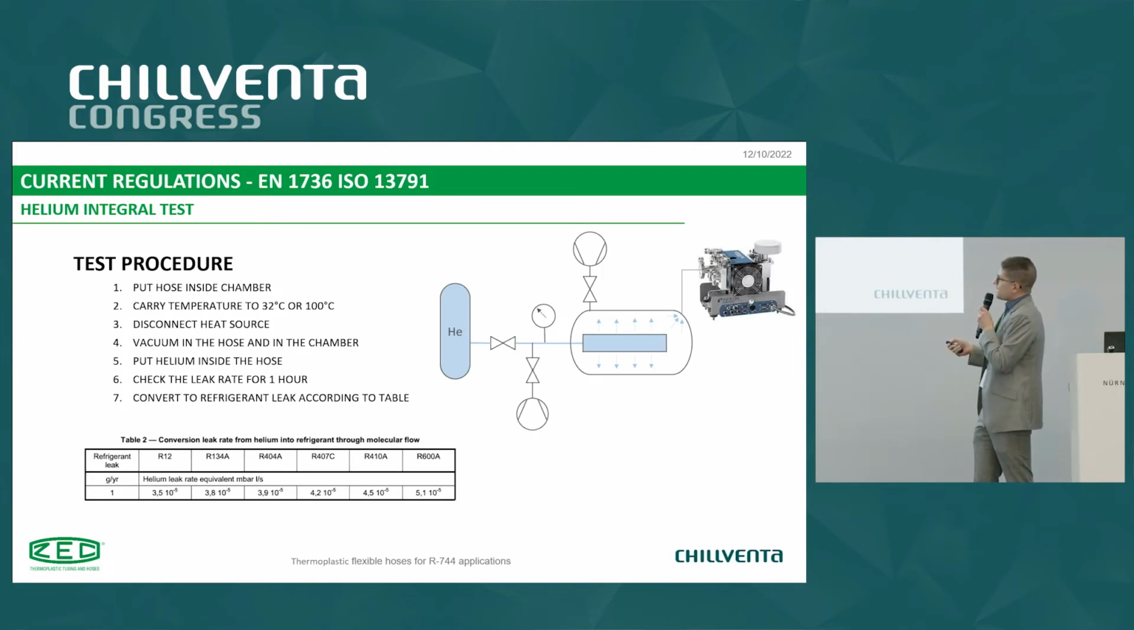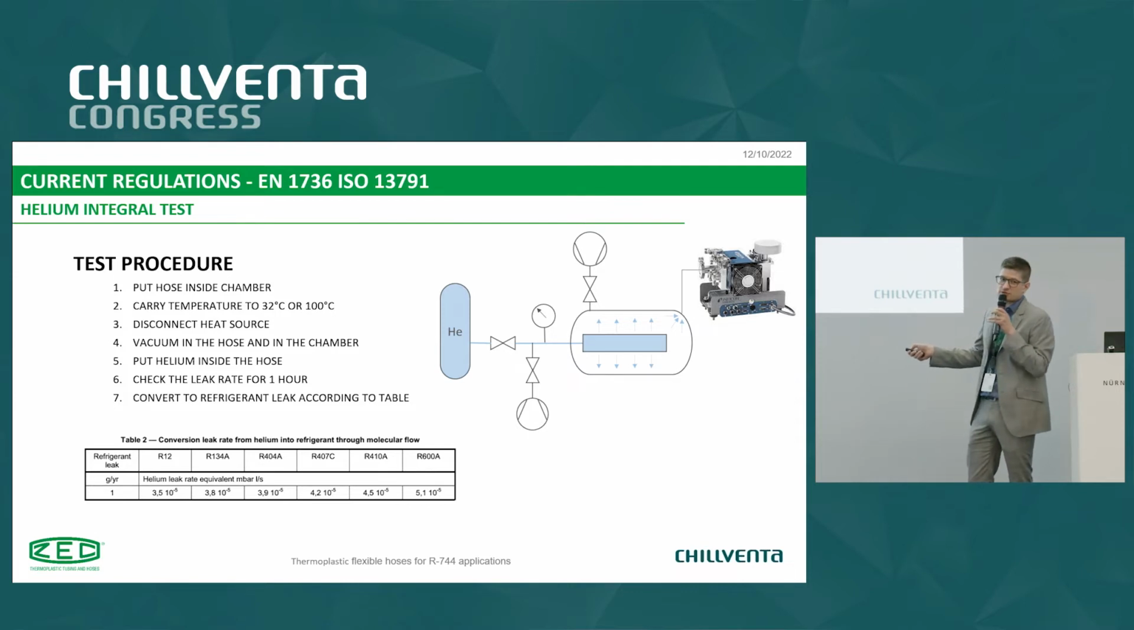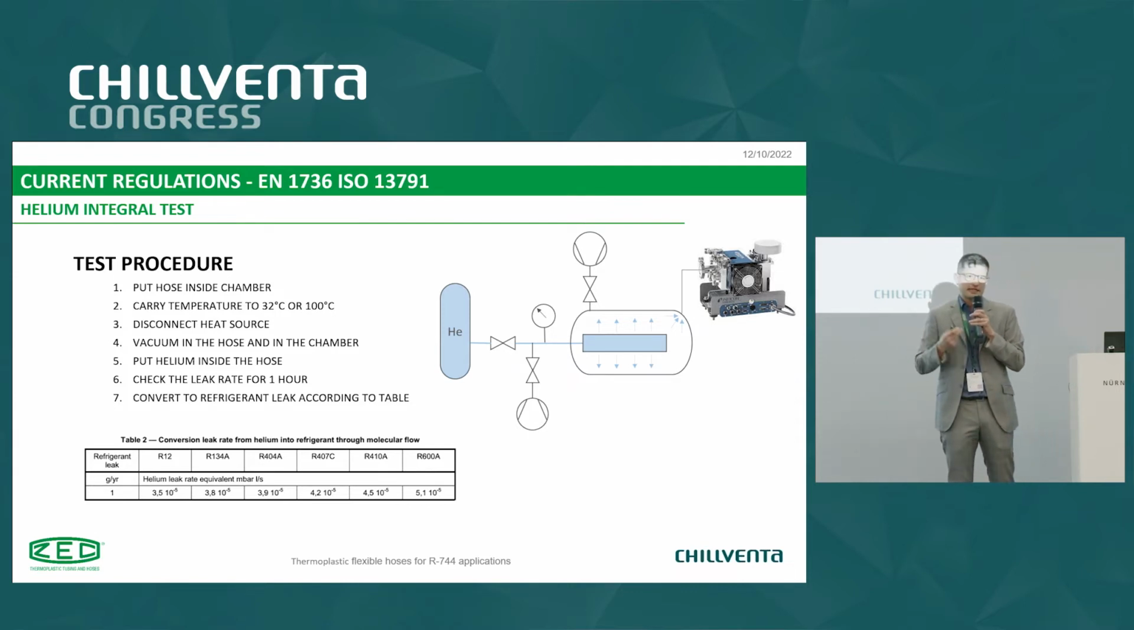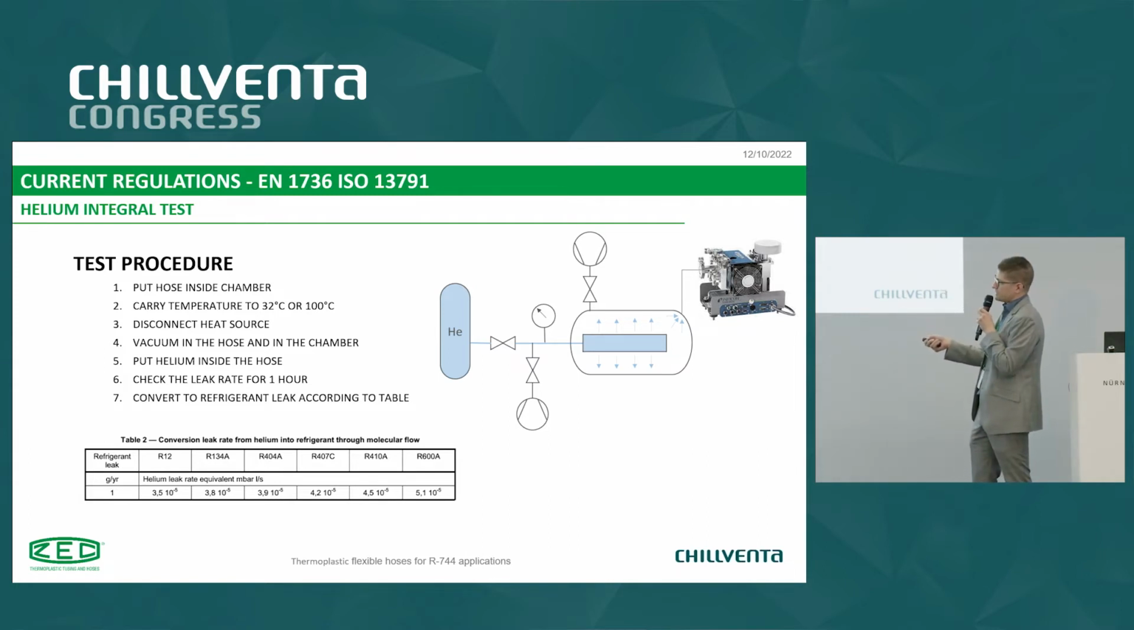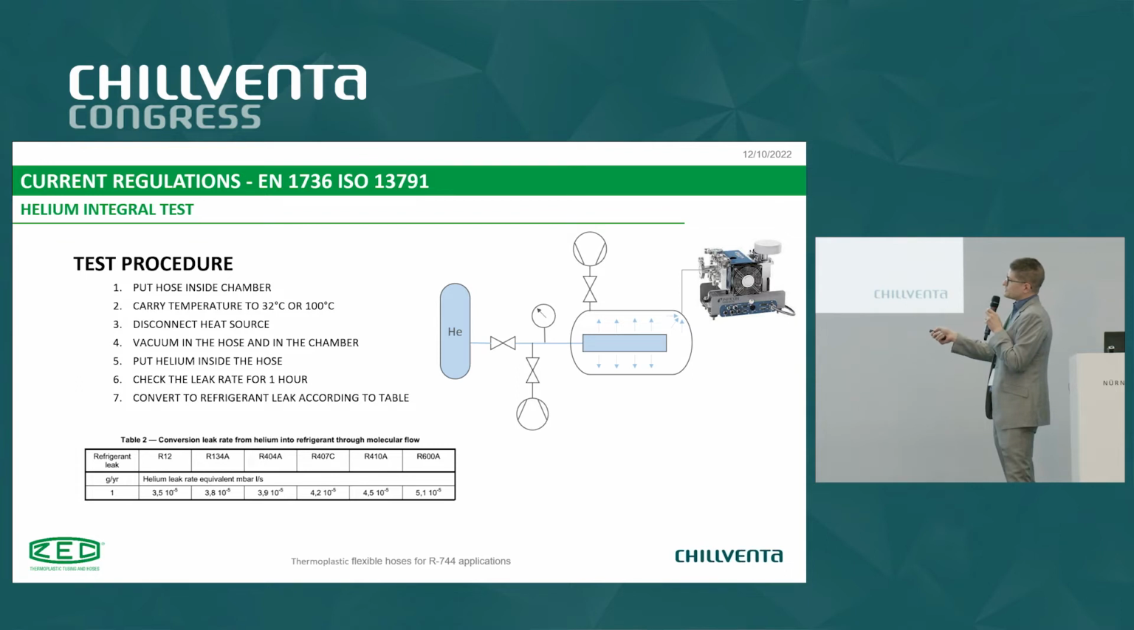And then when you have the leakage measured with a mass spectrometer, you have to convert it, because no one is interested in millibar liter per second, which is the unit of measure that the mass spectrometers give to us. We are interested in grams per year. So the standard provides this very useful table, and with this table we can convert from helium leakage to refrigerant leakage. But if you take a look, there is no natural refrigerant and no CO2.